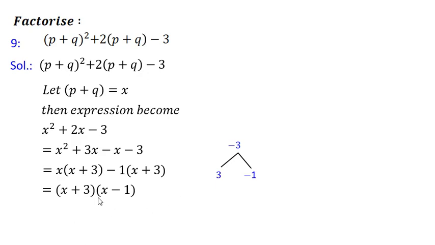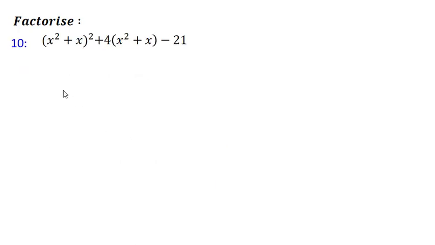Now we have assumed x which is p plus q. So I will replace this x with p plus q. So in one bracket I have p plus q plus 3 and in other bracket I have p plus q minus 1. Now let us see the final question.